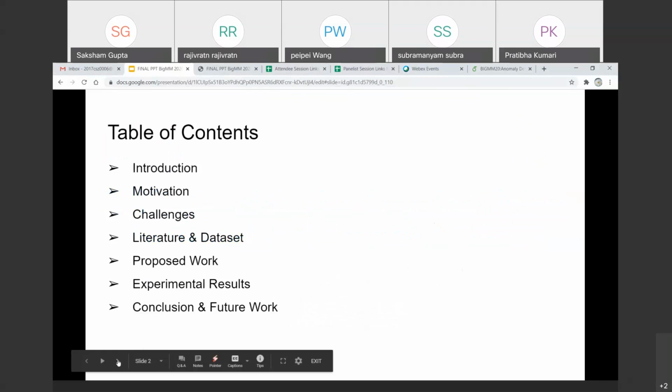I will be following the following table of contents. First, introduction, motivation, challenges. Then I will discuss the related literature, dataset. Then I will discuss the proposed work, experimental results, and finally the conclusion and future work.